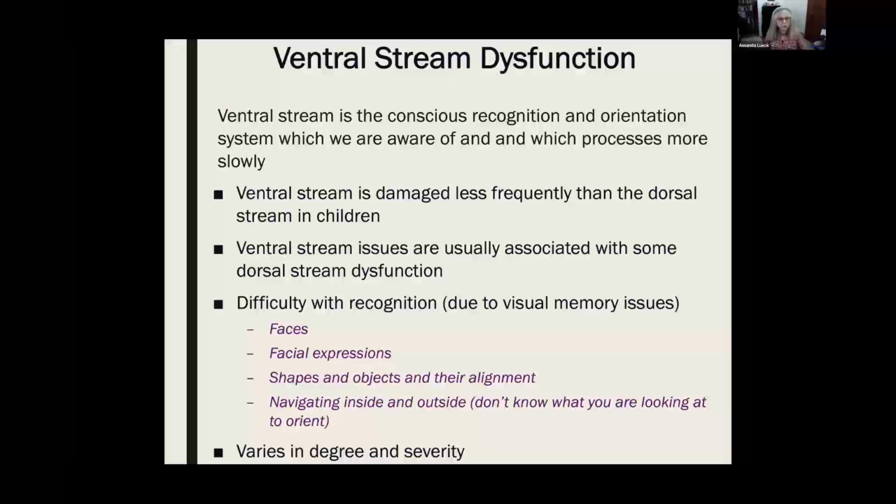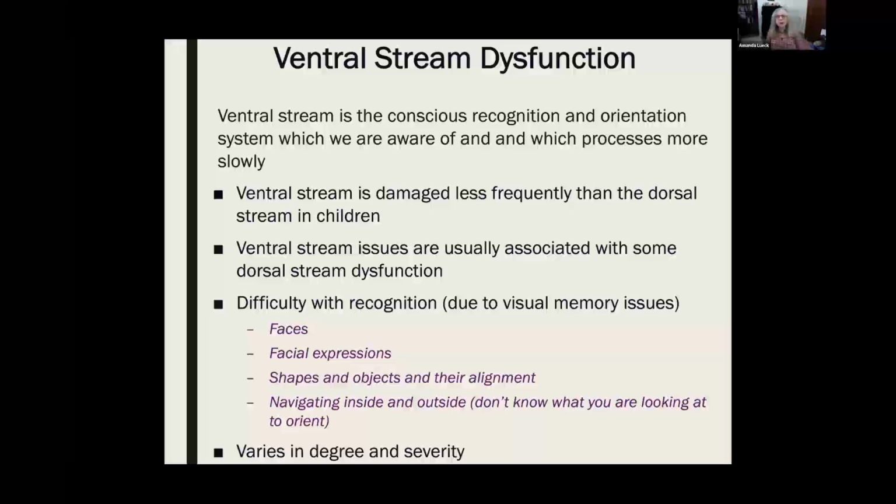Now, ventral stream dysfunction is conscious recognition and an orientation system which we are aware of and which processes more slowly. The ventral stream is damaged less frequently than the dorsal stream in children, and ventral stream issues are usually associated with some dorsal stream dysfunction.